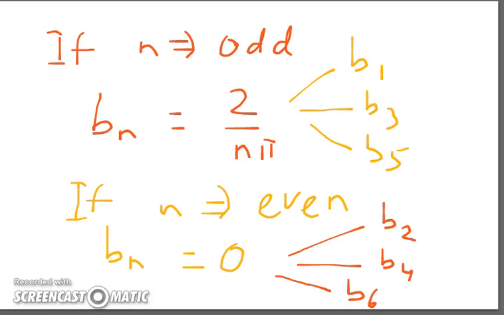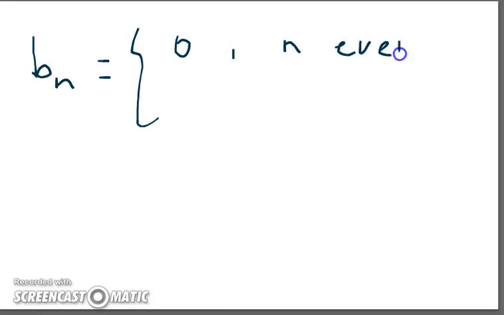Okay, and with that conclusion, we can now write that Bn equals 0 if n is even, and Bn equals 2 over n pi when n is odd. Okay, so with this definition, I can now represent the value of Bn like this.